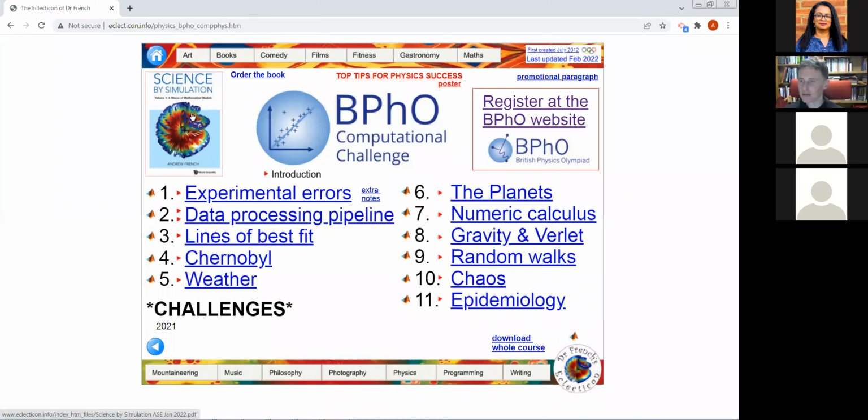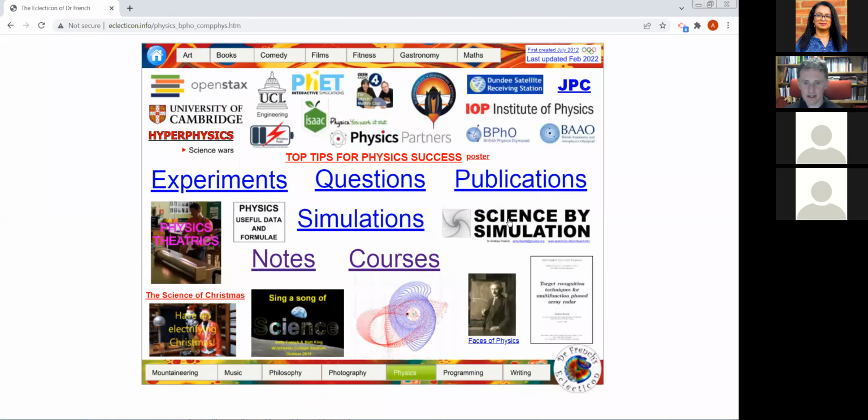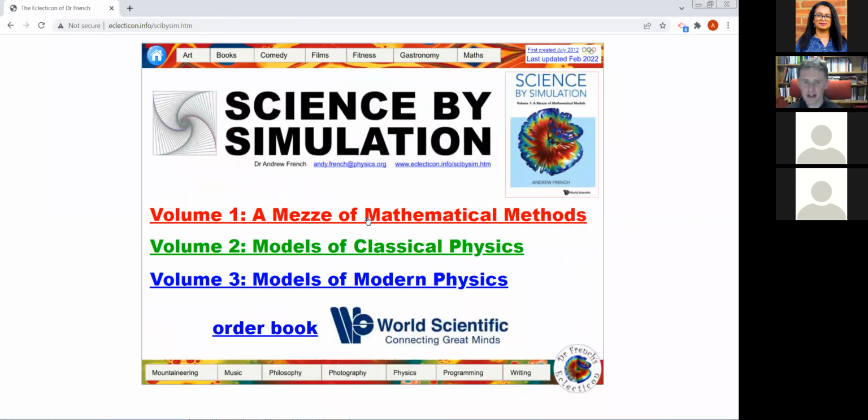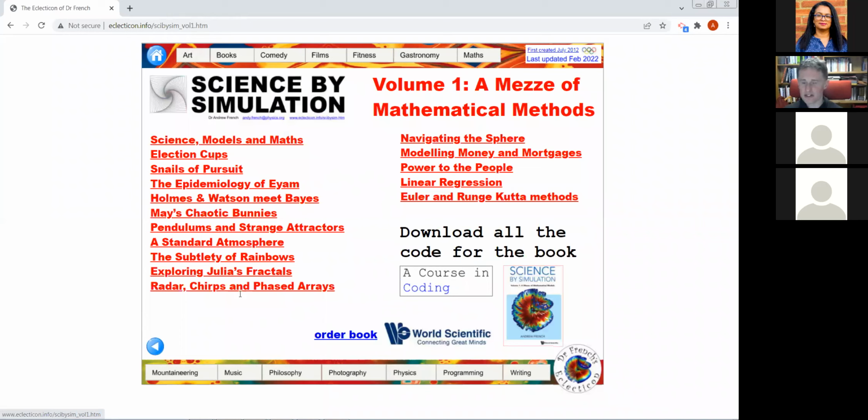Just to give you a little bit of a flavour of this book, there is a page of Science by Simulation under physics. This first book has all sorts of things: chaos theory, atmospheric physics, fractals, epidemiology, and also some calculus methods as well. So hopefully it should be a nice companion for university stuff.